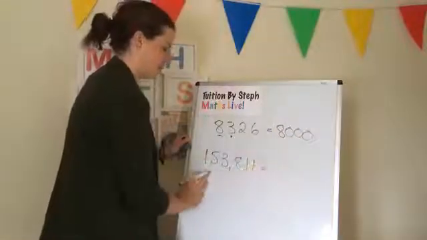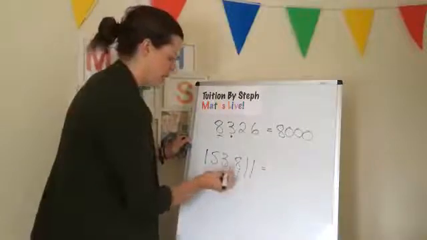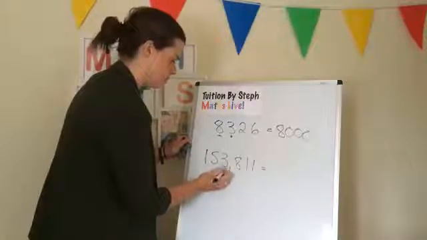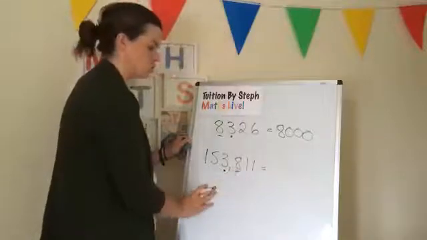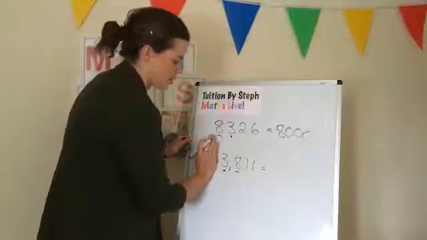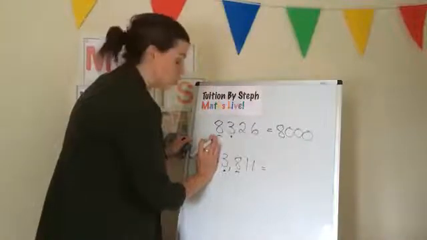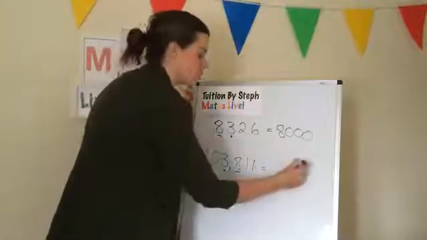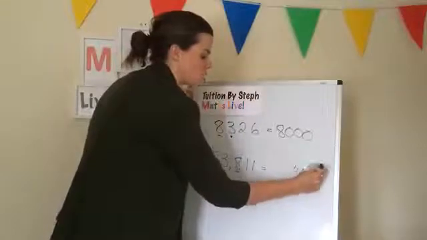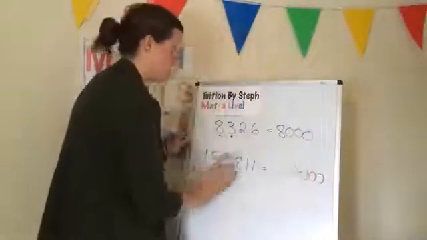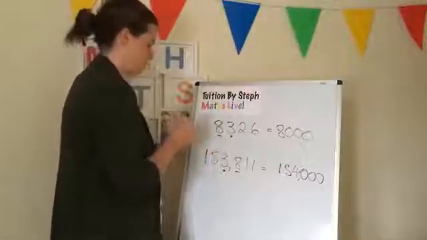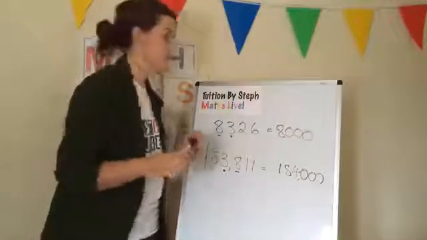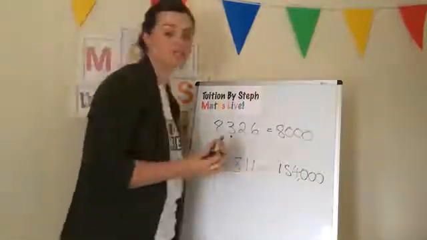Now, 6-digit number. Here's the thousands. Okay, and the 8 tells us what to do. So 3,811, because it's an 8, we need to round up. So it's not 3,000, it's 4,000. Don't forget the digits that are in front of it. So 153,811 to the nearest thousand is 154,000.